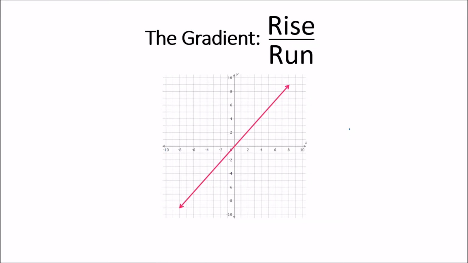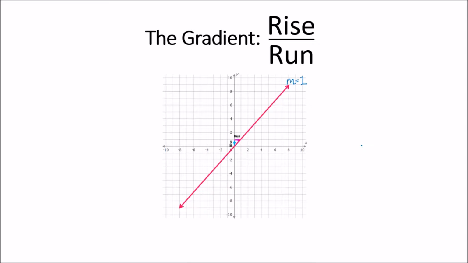Well, if we have a look at this line here, and we start from 0 here, we can see that for 1 unit that this graph rises, it also runs 1 unit. So here, the gradient is a rise of 1 over a run of 1, and 1 divided by 1 is 1. So we can write for this line here, the gradient, which is m, is 1.